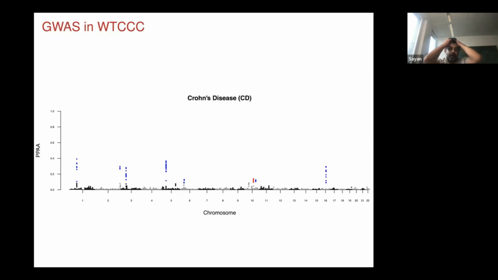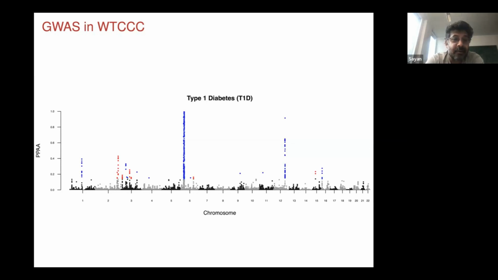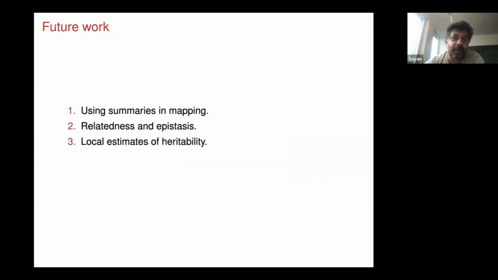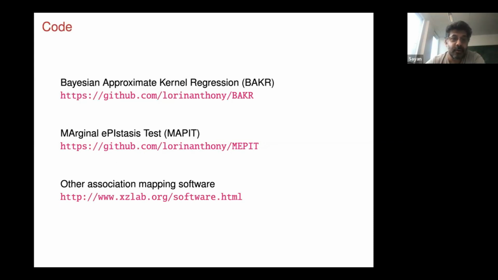Okay, and so this is what's called a Manhattan plot. And we're looking at the posterior probability of association analog. And what I'm showing you is for Crohn's disease, right? In the blue are loci that were already known to be associated. And the red are new loci that we got by looking at epistatic effects. This is for Crohn's disease. And for type 1 diabetes, again, similar results. The red are ones that we found that went above and beyond the standard GWAS. Okay, so summaries and mapping, relatedness, local estimates of heritability, and we can make this bigger, faster, and hopefully better. And again, these are some of the papers related to this.